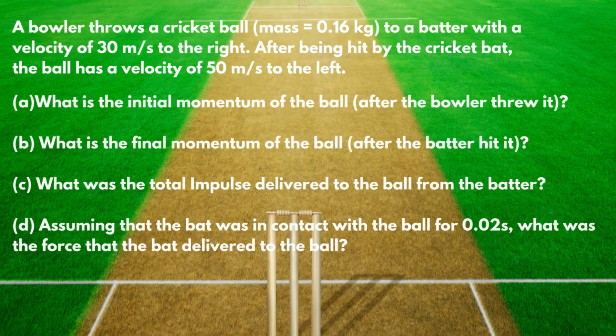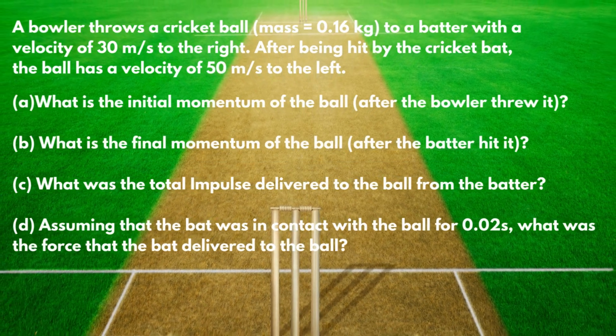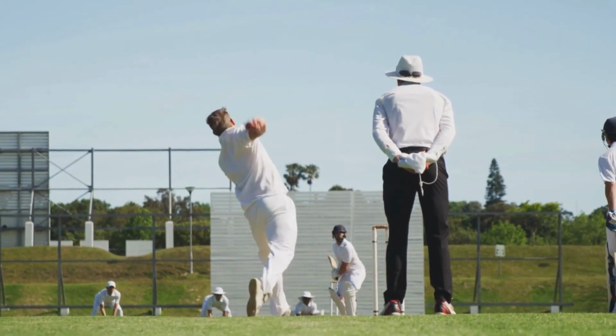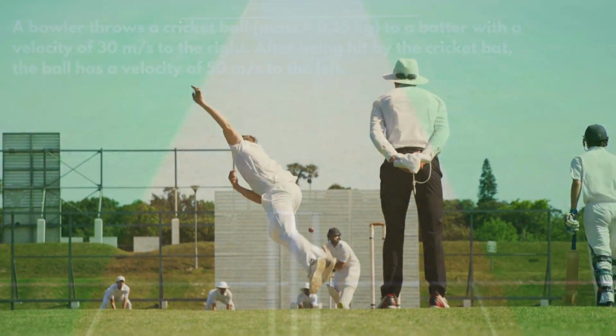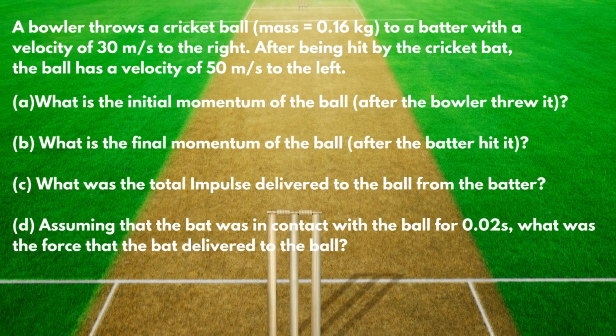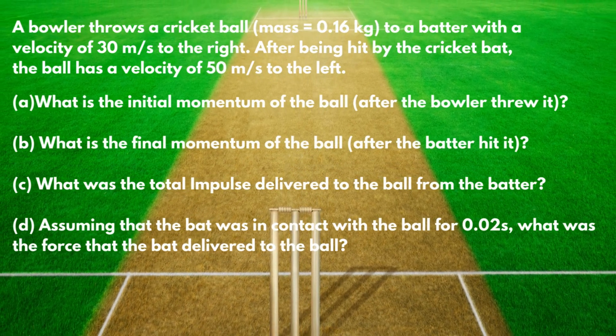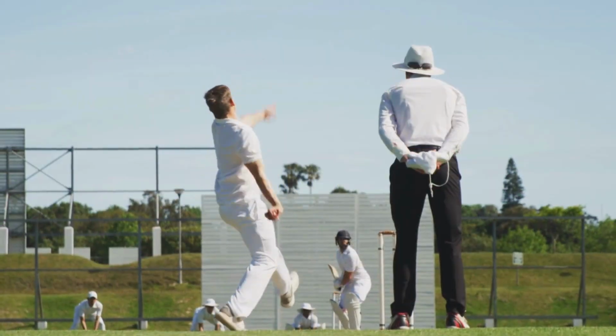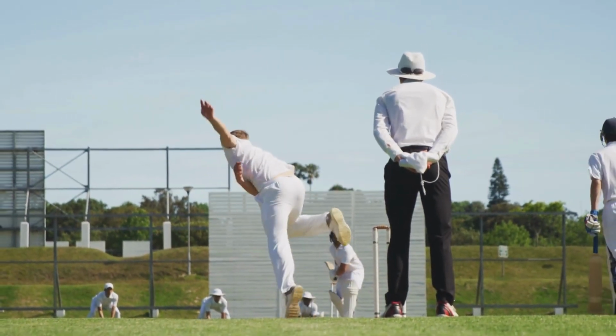Here is problem number 4. A bowler throws a cricket ball of mass 0.16 kilogram to a batter with a velocity of 30 meters per second to the right. After being hit by the cricket bat, the ball has a velocity of 50 meters per second to the left. This video will help you to visualize the situation.